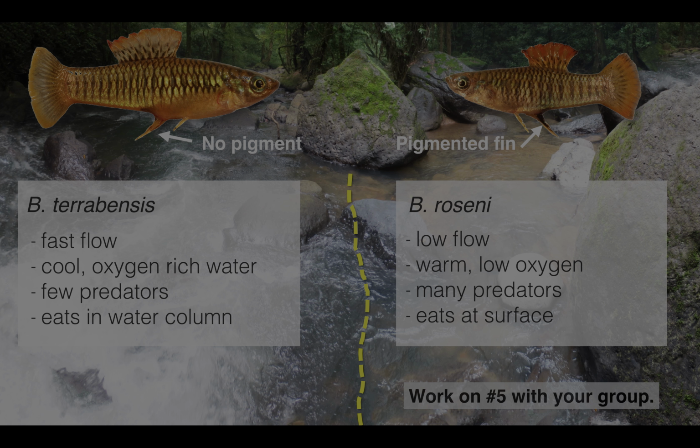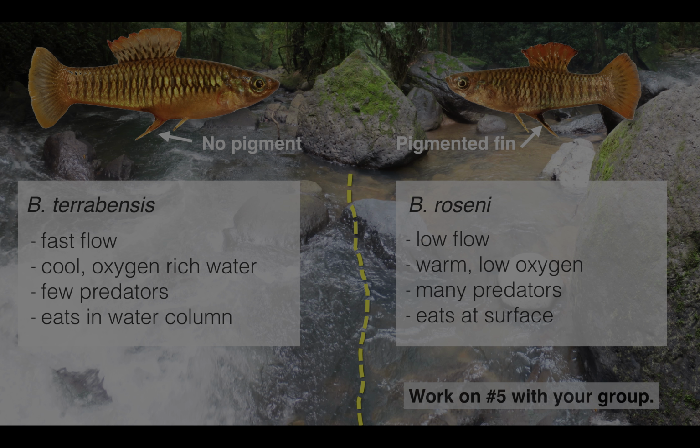Okay, so the two different species that we're going to consider here are Brachyraphis terbensis and Brachyraphis roseni. Terbensis is on the left, and roseni is on the right. These both live in the same streams, but they live in slightly different habitats within those streams. Terbensis lives in portions of the stream that are higher flow. They have faster currents. The water tends to be cooler and more oxygen rich. There are fewer predators, and they tend to eat in the water column. They swim in that current, and they pick off insects and so forth that fall into the water and get swept down in that current.